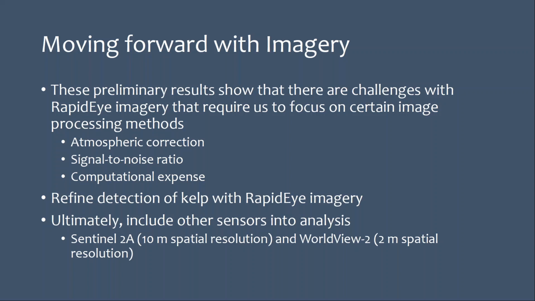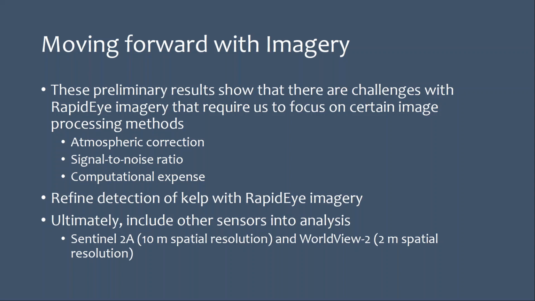In addition, it's much more computationally expensive to work with the RapidEye imagery than Landsat. For every Landsat pixel, there are 36 RapidEye pixels. So you can imagine how much that impacts the time to process imagery.